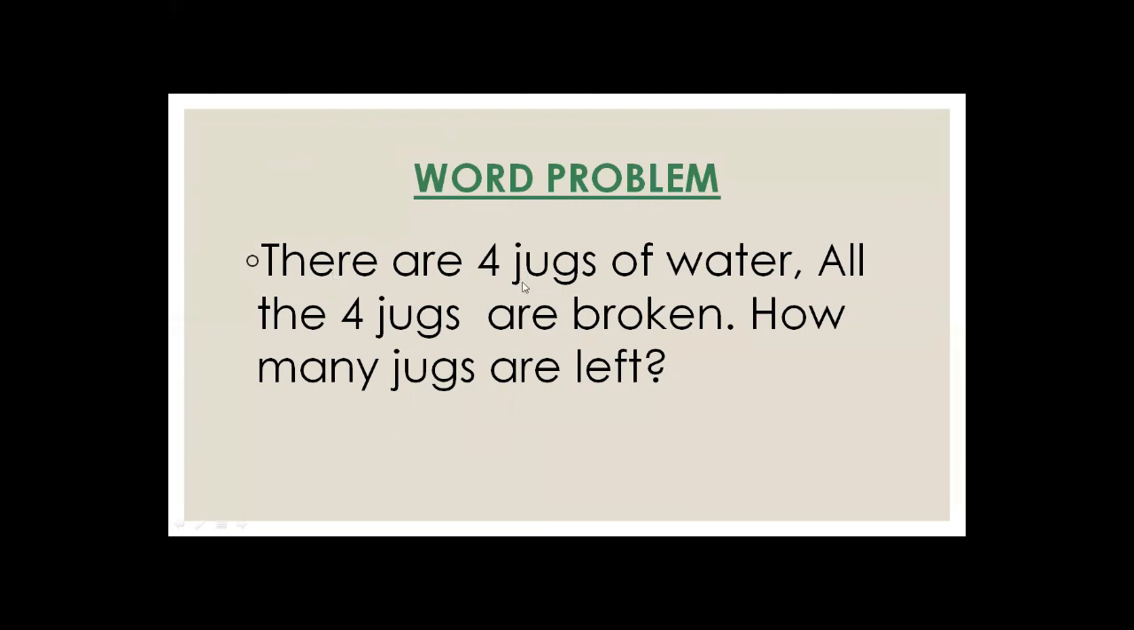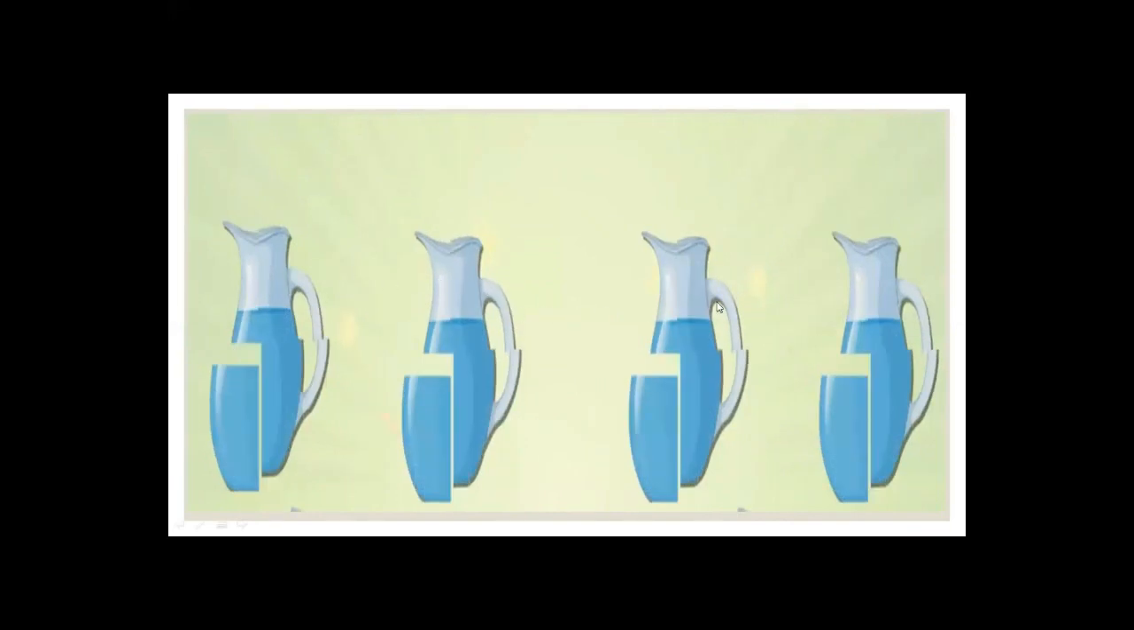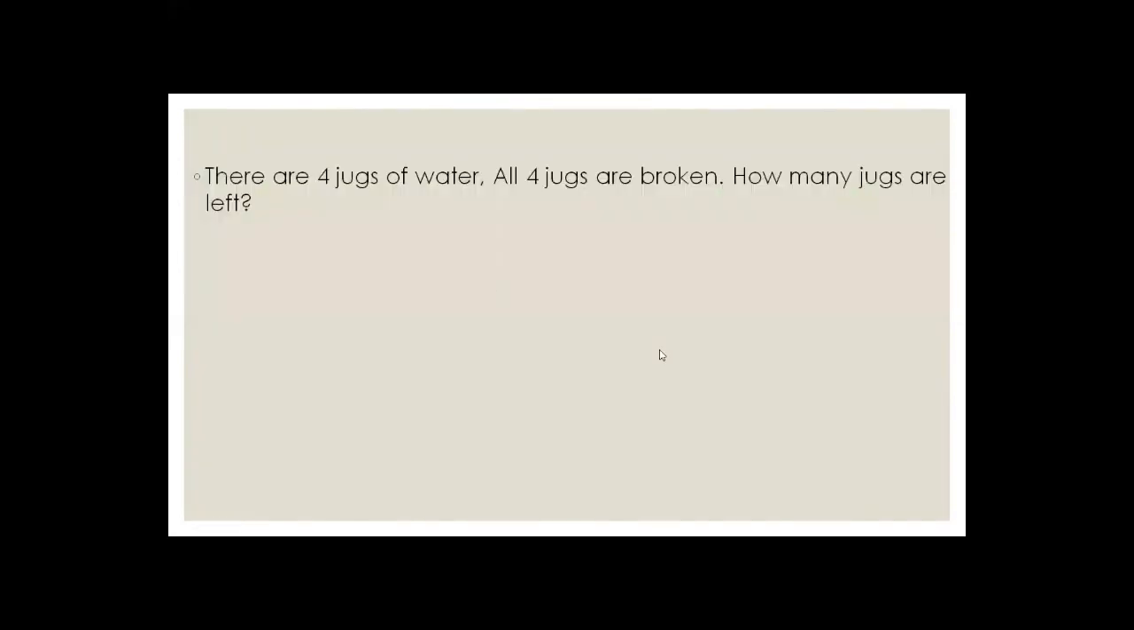Word problem: there are 4 jugs of water. All the 4 jugs are broken. So how many jugs are left? So how do we solve it? Again, we explain it through a picture. There are 4 jugs. As you see here, 1, 2, 3, 4. There are 4 jugs here, and all 4 jugs are broken. So how many are left after breaking? First we write how to solve it mathematically.